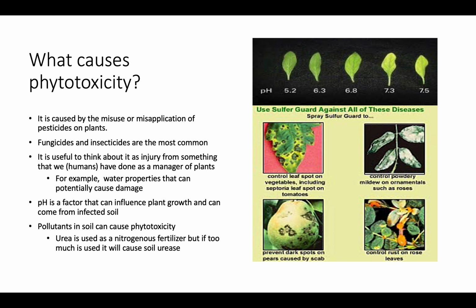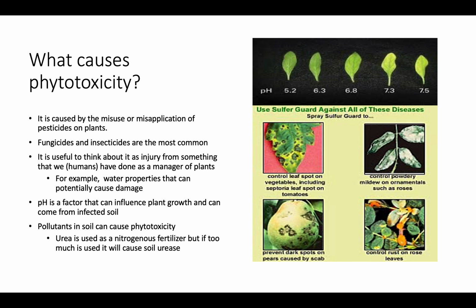Another example is pH. pH is a factor that can influence plant growth and usually comes from infected soil. So it happens if the pH is too low or too high. Most plants will thrive in a slightly acidic soil because that pH allows them to get good nutrients from the soil. However, plants can be poisoned by pH if it is too low. It will liberate aluminum, which stunts the root growth of the plant and can also interfere with the plant's uptake of nutrients.